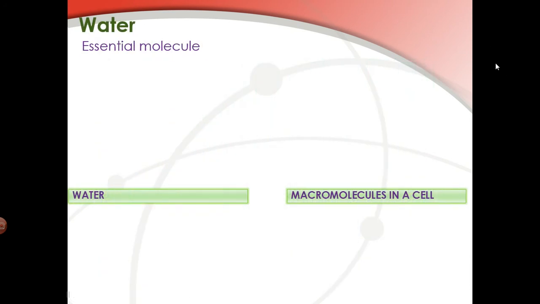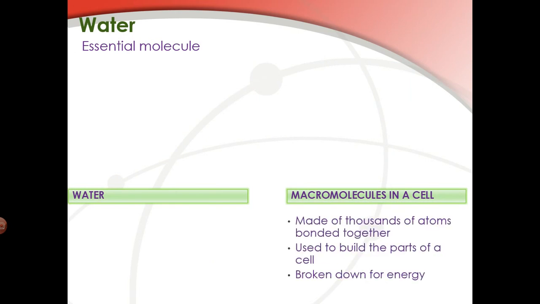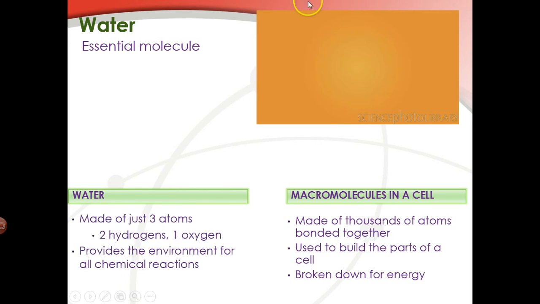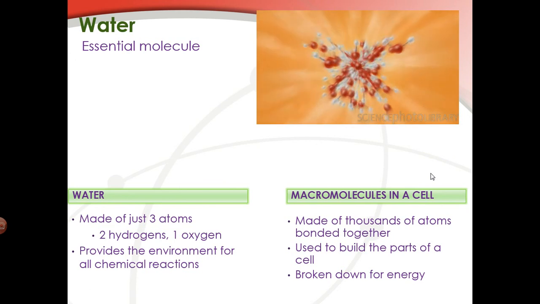Our final molecule that I want to talk about is not a macromolecule. Macromolecules, we've said, are made of thousands of atoms bonded together. They're used to build the parts of a cell, and they get broken down for energy. Water, on the other hand, is made of just 3 atoms, 2 hydrogen atoms and 1 oxygen atom.